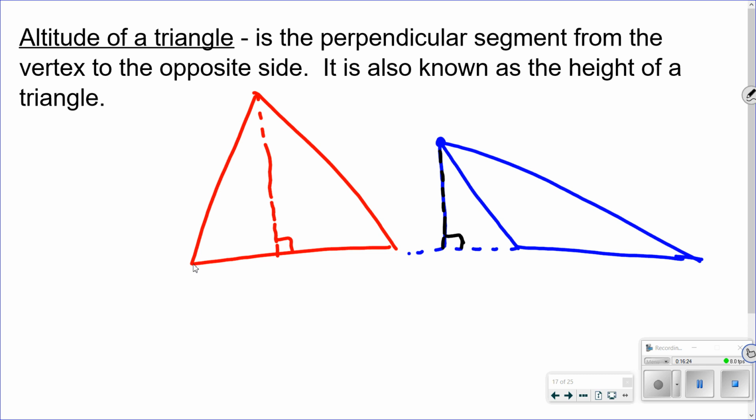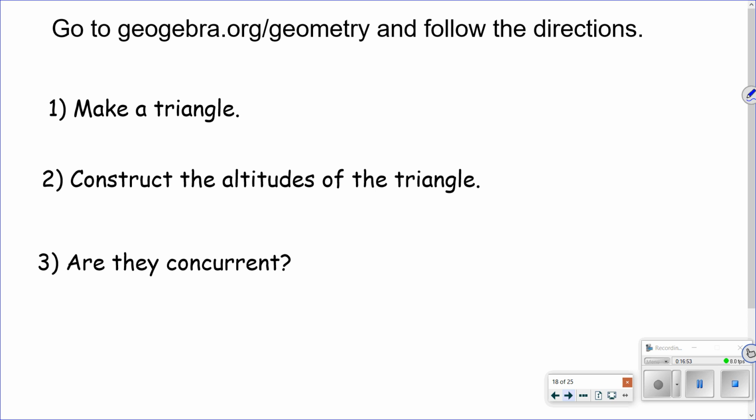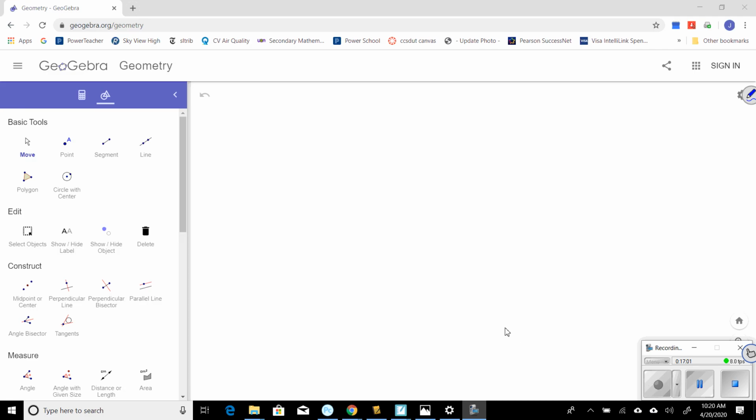If you have a right triangle, interestingly enough, if I go from the vertex perpendicular to the opposite side, it ends up being one side of the triangle. So you can see how altitudes look a little bit different depending on if they're obtuse, acute, or right triangles. What we're going to do is construct all three altitudes of a triangle, and like before, you probably won't be surprised that they're all concurrent. So we're going to go on GeoGebra, construct that, and then talk about maybe some of the relationships.